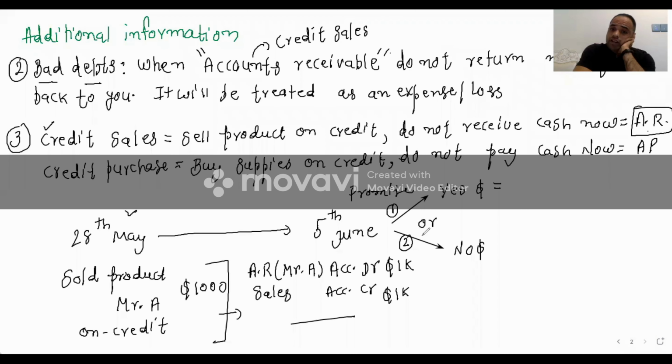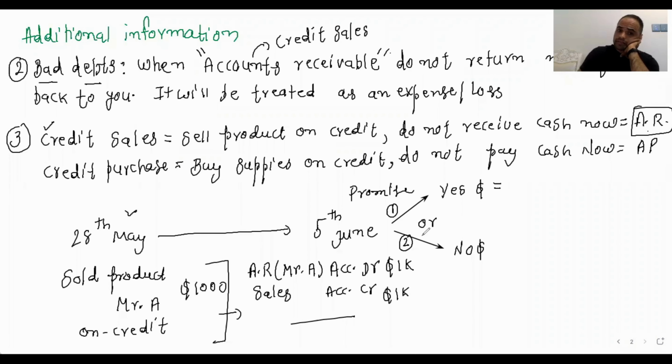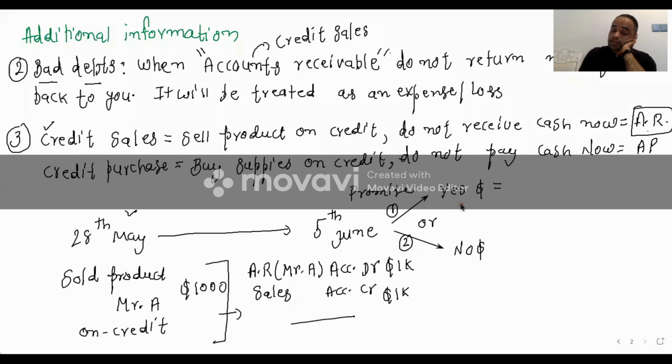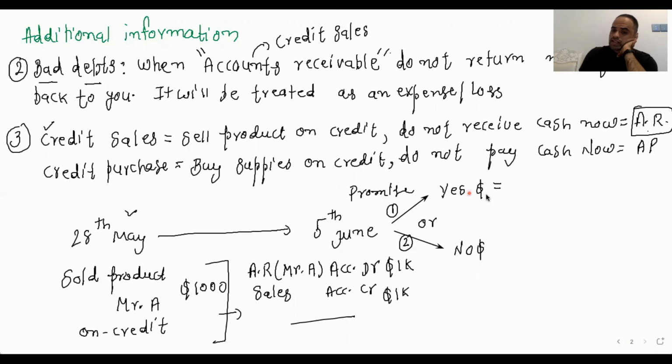But why sales credit? Sales is already credited. Why do you want to credit it again? Credit means you sold. Are you selling again to Mr. A? No, you already sold to Mr. A on the 28th of May. Now it's time to receive money from Mr. A. So why are you writing sales credit? Obviously, sales is not going to be credited.